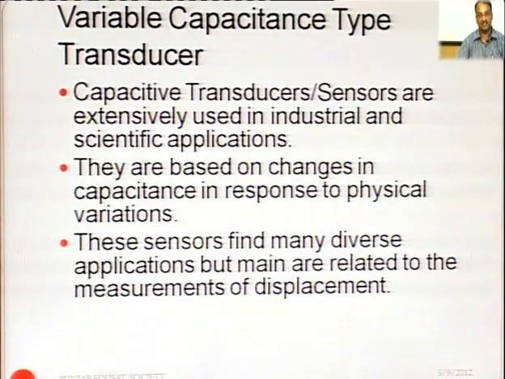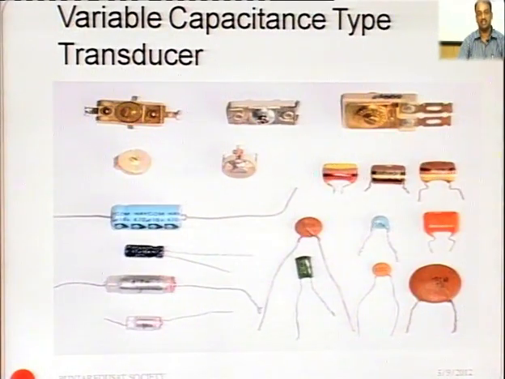Capacitive transducer sensors are extensively used in industrial and scientific applications. They are based on changes in capacitance in response to physical variations. Due to the change in the physical variation, there is a change in the capacitance of the material. These sensors find many diverse applications, but the main one is the measurement of displacement. These are the various types of capacitors and capacitive transducers.